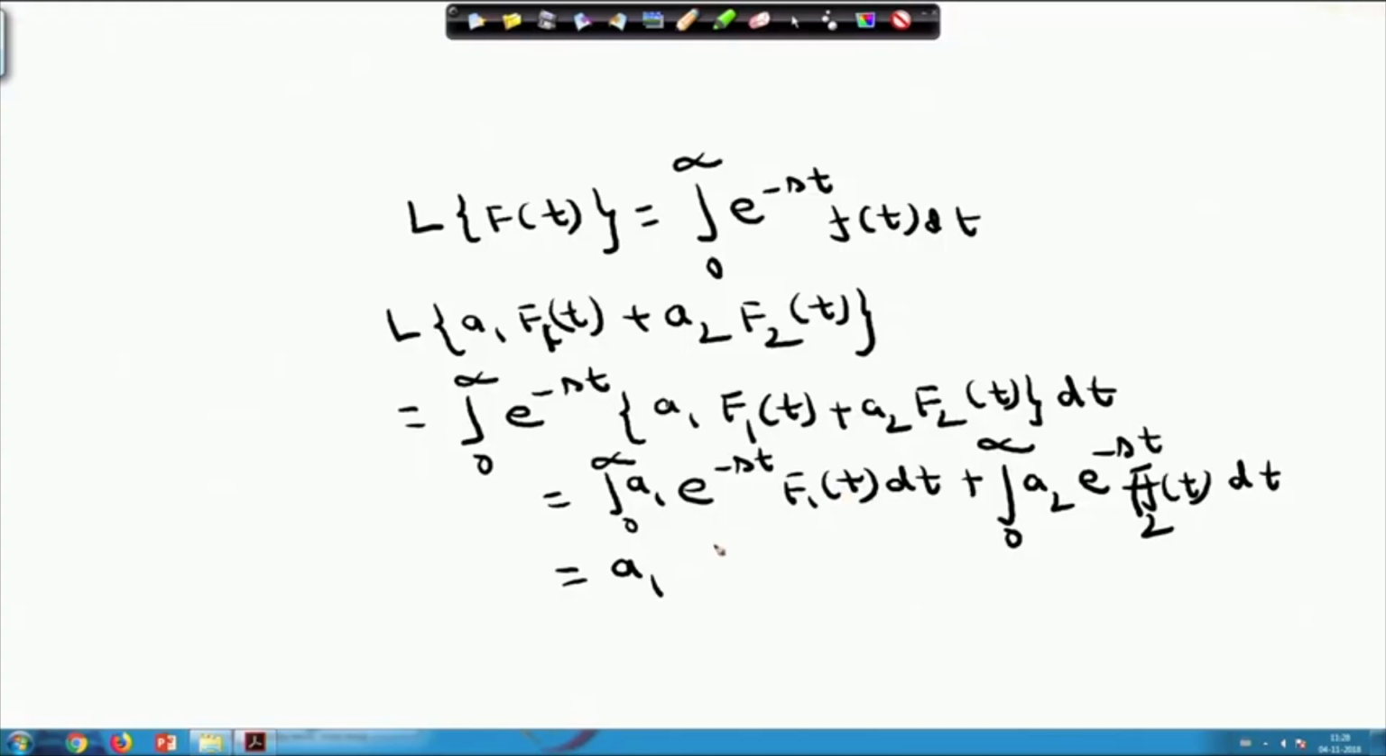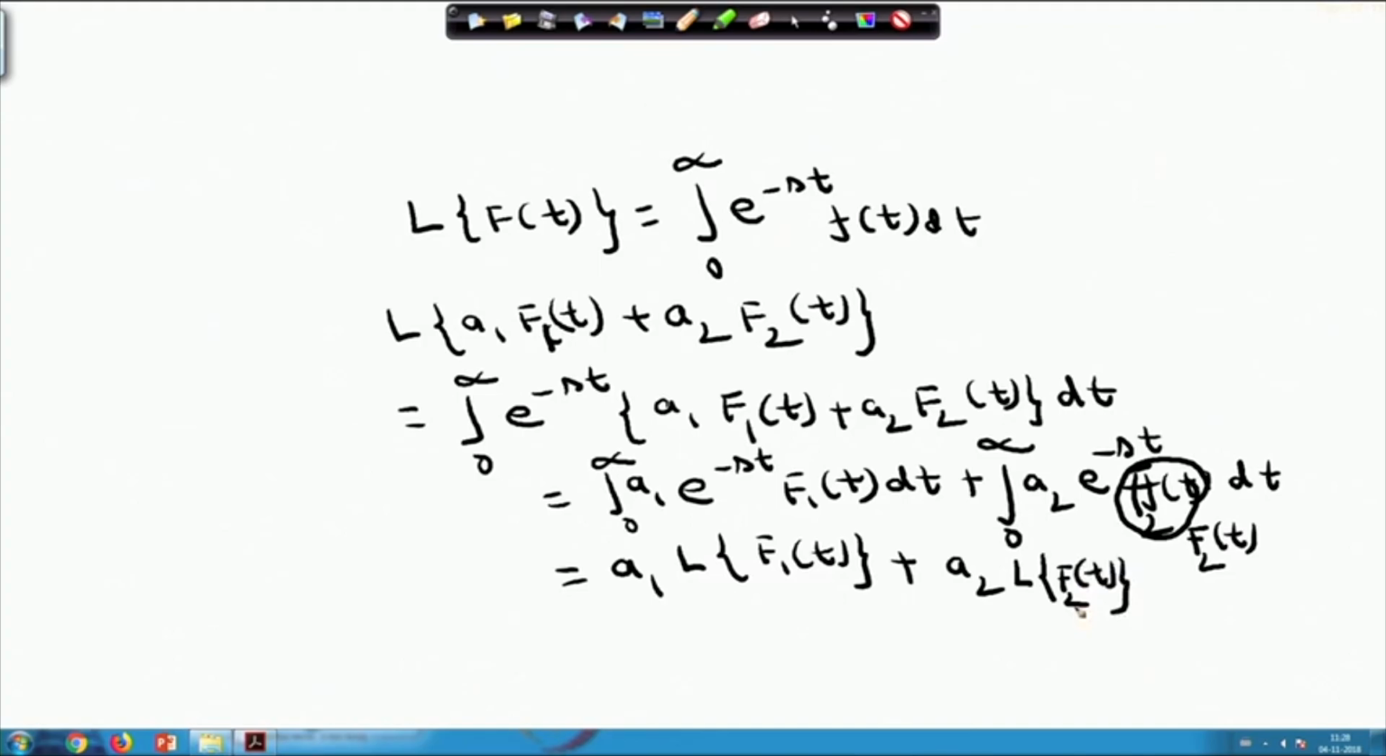And this is nothing but a1 into the integral from 0 to infinity of e power minus st f1(t) dt, which is nothing but Laplace transform of f1(t), plus a2 into the integral of e power minus st f2(t) dt, which I can write as Laplace transform of f2(t). So, this completes the proof that Laplace transform of a1 f1(t) plus a2 f2(t) equals a1 into Laplace transform of f1(t) plus a2 into Laplace transform of f2(t).